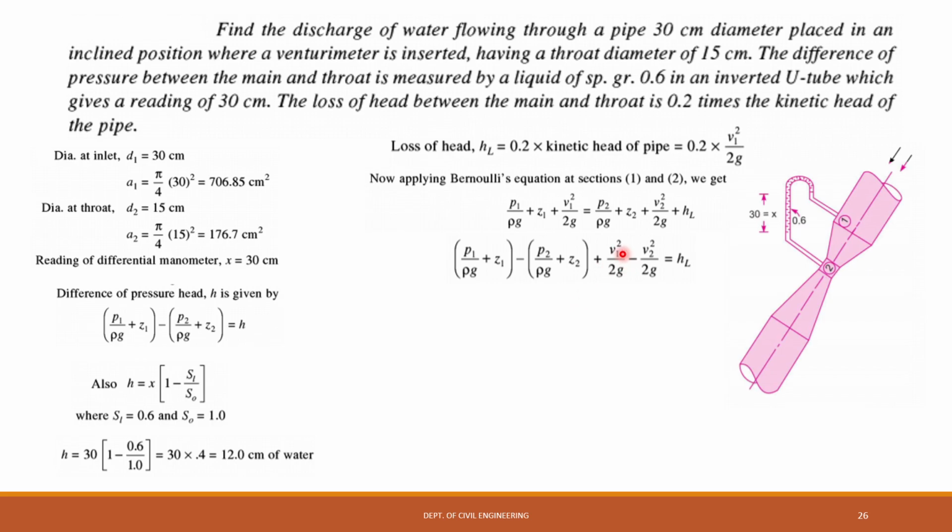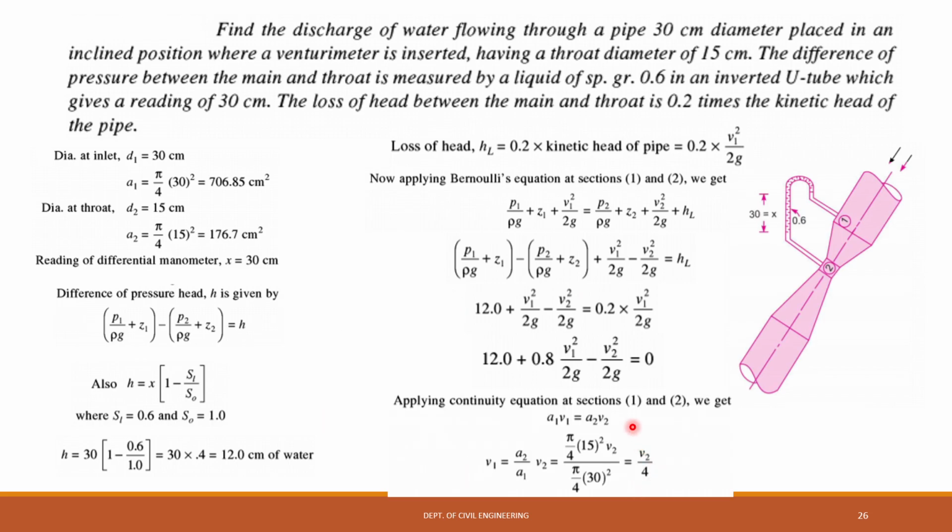Here we are rearranging the terms and will be getting this equation. In this equation, P1 by rho g plus Z1 minus P2 by rho g plus Z2 can be substituted as H value. These two are same, so these terms can be substituted by H. And what is HL? HL is 0.2 into V1 square by 2g. Substituting these values, you will be getting this expression, and taking all terms to one side, you will be getting this equation. Now we are applying the continuity equation to section 1 and 2.